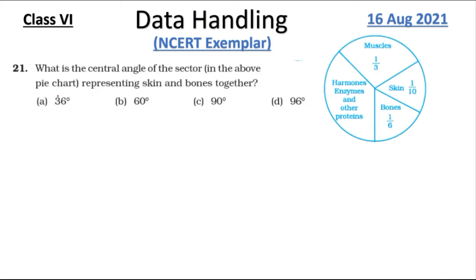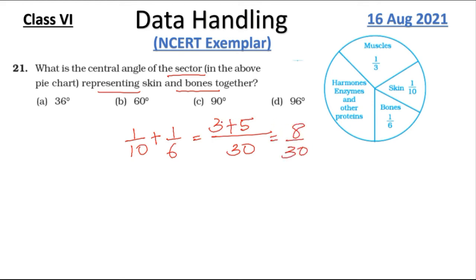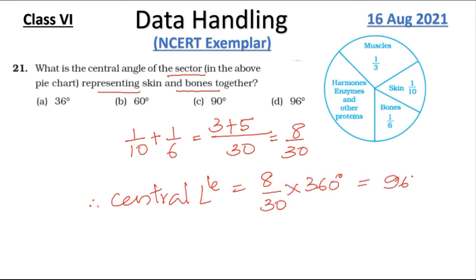Question 21. What is the central angle of the sector representing the skin and bones together? Protein representing skin and bones together, the fractions are to be added up. LCM here is 30, so 3 should be added to 5. We get 8 by 30. Therefore, the central angle will be 8 by 30 times 360 degrees. We get it as 96 degrees. Option D is the right answer.